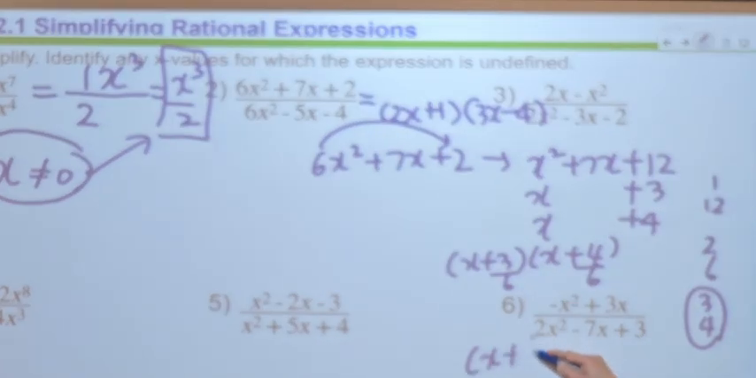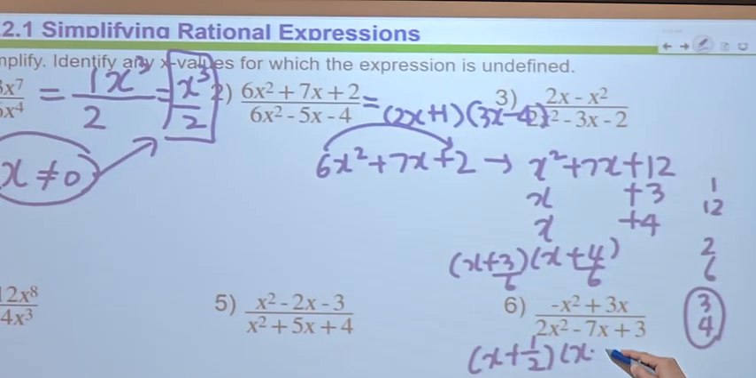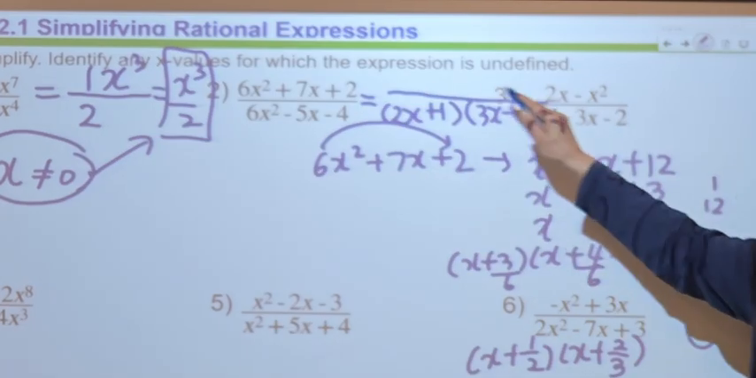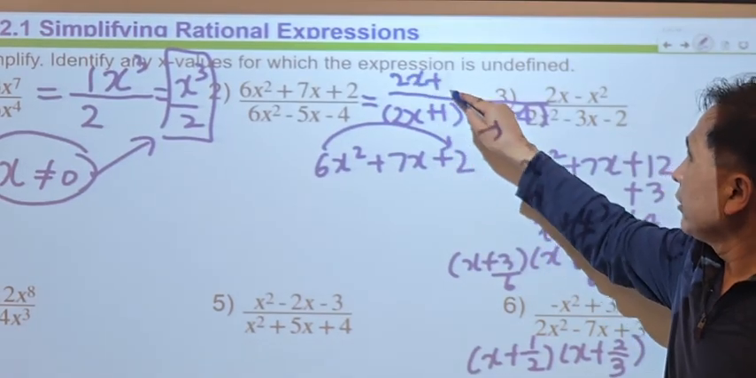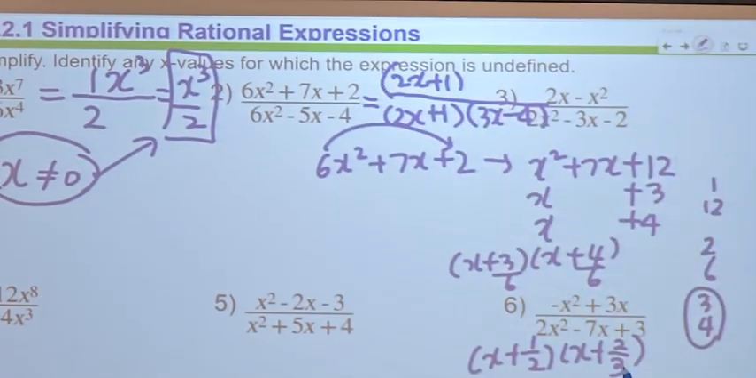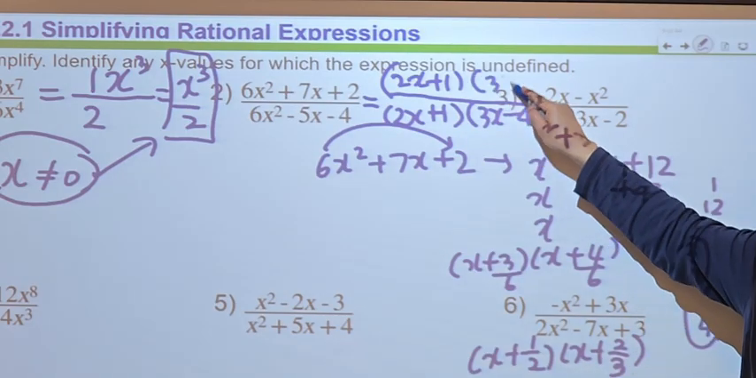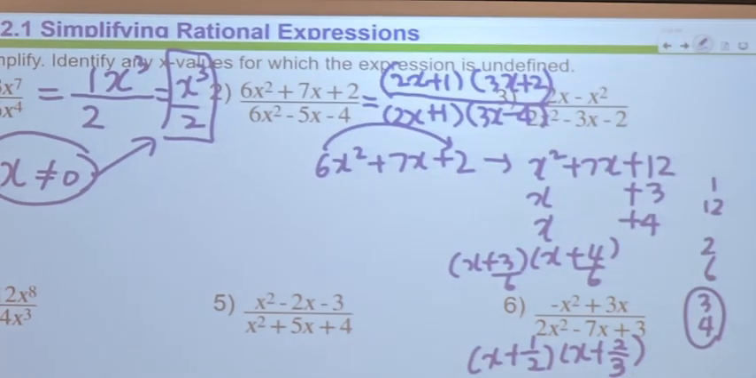So that becomes now what? x plus 1/2, x plus 2/3. Get rid of this fraction, so this becomes 2x plus 1. And this is what? Multiply by 3 because the denominator is 3, 3x plus 2. Everybody got it up here?